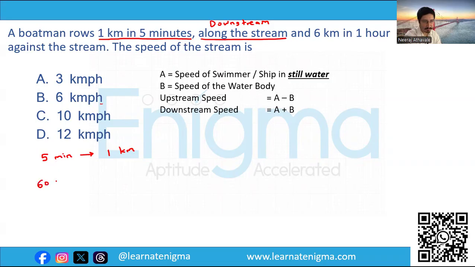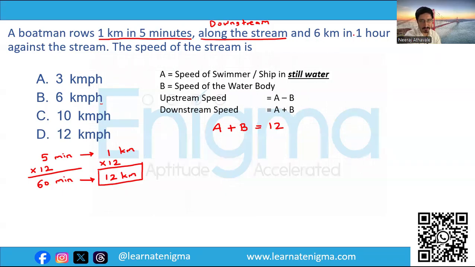1 hour is nothing but 60 minutes. So, in 5 minutes, 1 kilometer is covered. In 60 minutes, how much distance will be covered? We can easily do it. We know 5 into 12 is 60, and therefore the distance covered will also be 1 into 12, that is 12 kilometers. So we can say that 12 kilometers is the downstream speed. So we get the first equation, A plus B is equal to 12.